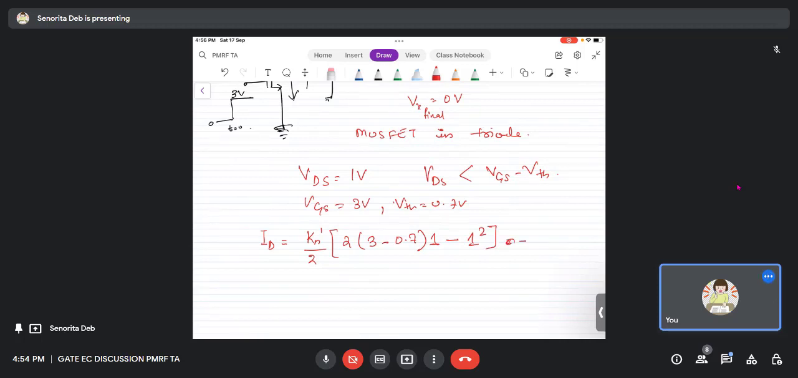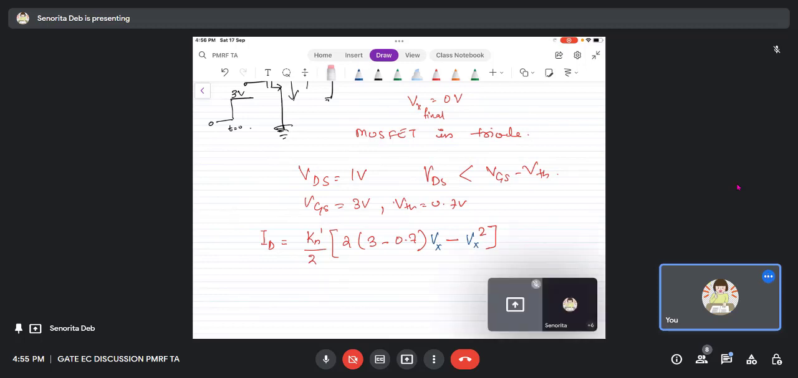But now what we are saying, we are going to find the equation of Vx, so we will write Vx and Vx square. We are not going to use the 1 volt, because we are trying to find the complete charge profile. It is 1 volt at t equals 0 plus, so we are using the triode formula, and we know that it will be in triode region after that. But if I want to find the entire graph, I have to use the variable, and this will be equal to what?